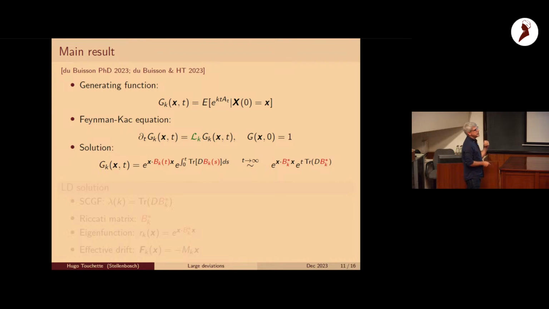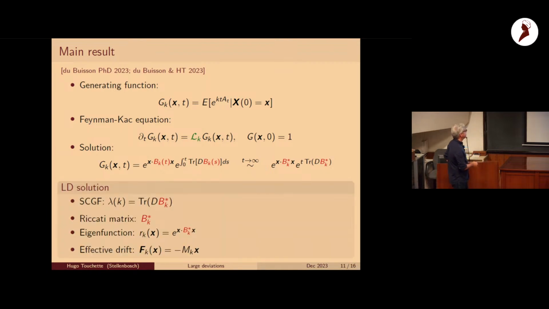The matrix B itself will reach a stationary limit, and so the generating function will have this exponential scaling in time, and from this you can extract the large deviation results. So B is a matrix, right? So this will be a quadratic form, which defines a kind of Gaussian function here. And here you have D times a matrix, and then you need to take the trace. This will give you a number, and that number in the long time limit will be exactly the scaled cumulant generating function that we're trying to find.